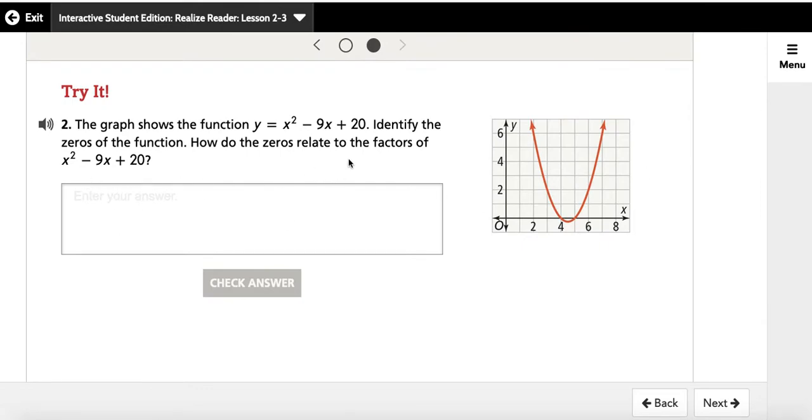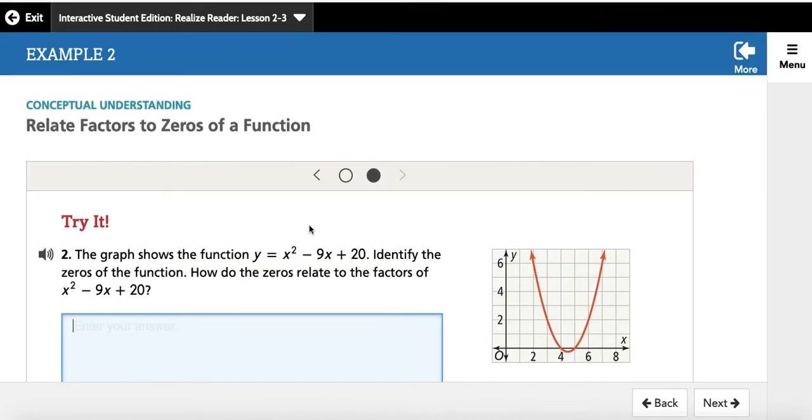Well, it looks like it crosses around, well, I can see they cross at 4 and 5. Well, let's see, does this factor to x plus 4 and x plus 5? It does not, because remember, we need to find factors of 20 that add up to negative 9, so it's actually, if you don't mind, I'm going to try to write it here, x minus 4 times x minus 5.